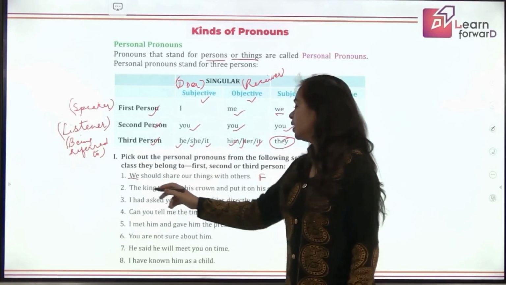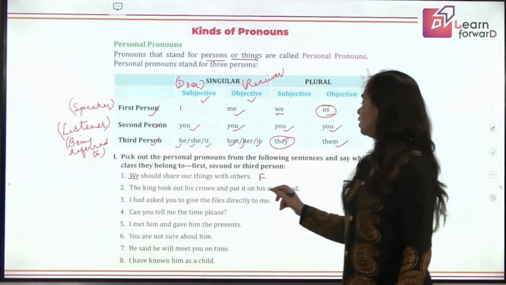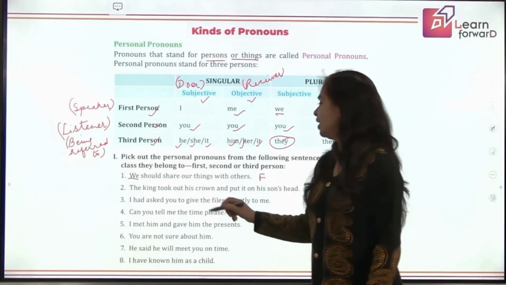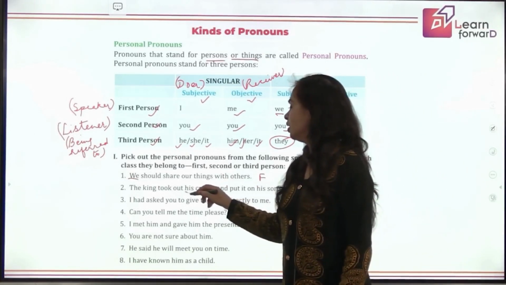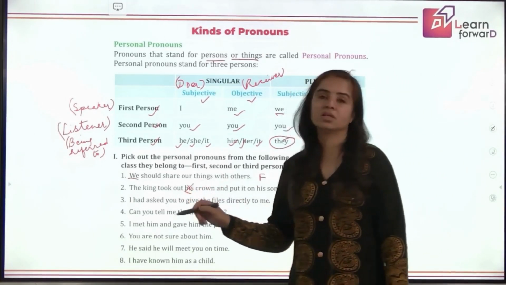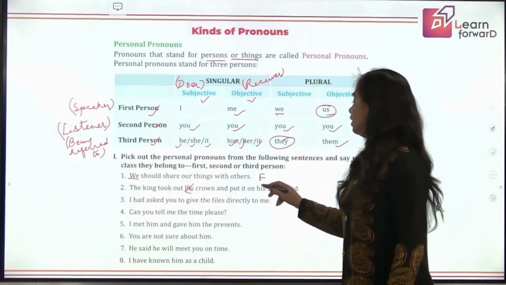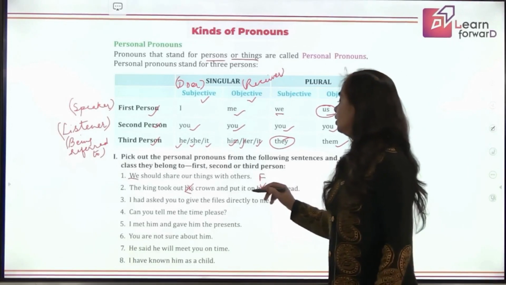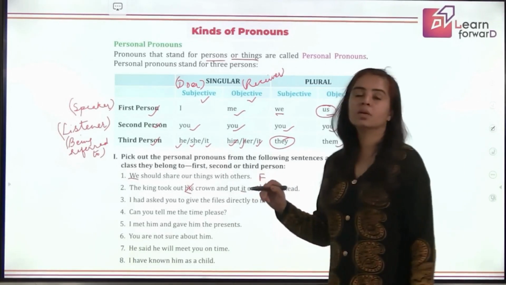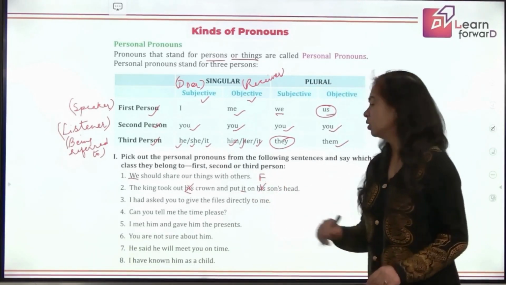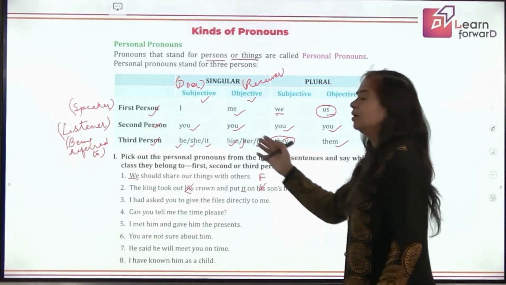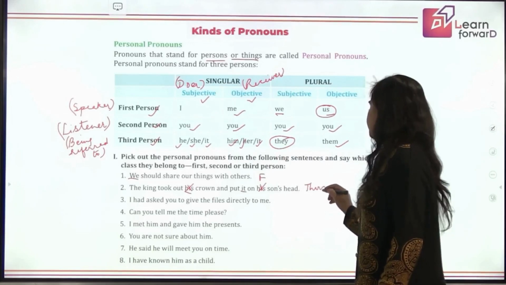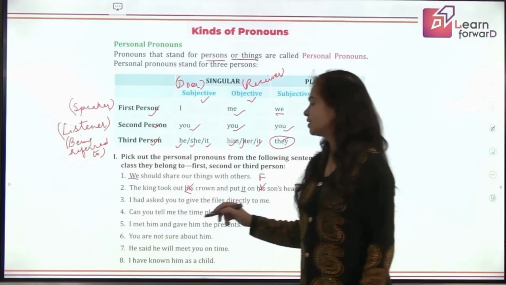Next, the king took out his crown and put it on his son's head. Again, his crown. So, here his is not a personal pronoun. And here again, his is not a personal pronoun. Please note it. Then, the only personal pronoun here is it, and it is the third person pronoun. Good. Let's see next. Very good.